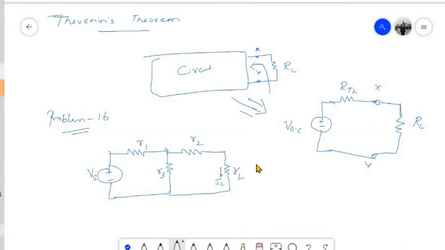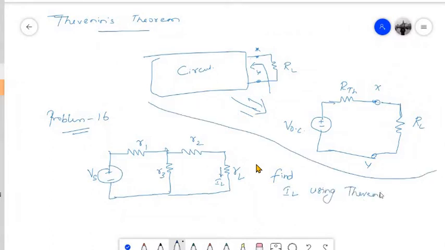And now you have to find IL using Thevenin's theorem. You need to find this current IL that is flowing through this load resistance using Thevenin's theorem.